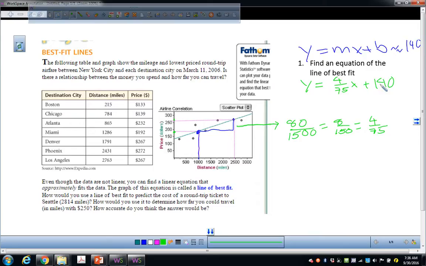Alright, so there's the line of best fit. The other reason we talk about this a lot is because these types of problems come up all the time on standardized tests, whether you're taking the ACT, the SAT, the PARCC test. They love line of best fit because it's kind of real life and seeing what you know.